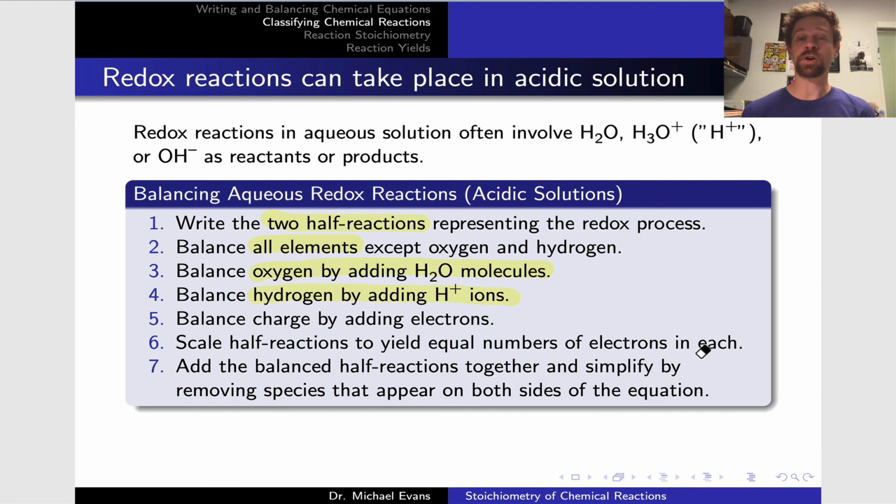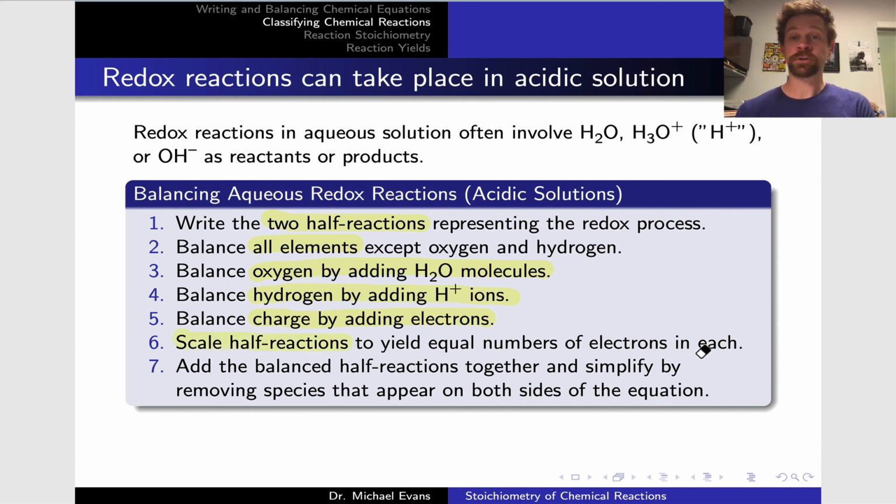We then balance charge by adding electrons to the half reactions, and one of them will include electrons on the reactant side. That's your reduction half reaction. The other will include electrons on the product side, and that's your oxidation half reaction. We then scale the 2 half reactions so that those numbers of electrons match, basically saying that if my oxidation is going to involve losing X electrons, my reduction has to involve gaining X electrons in order for things to balance overall.